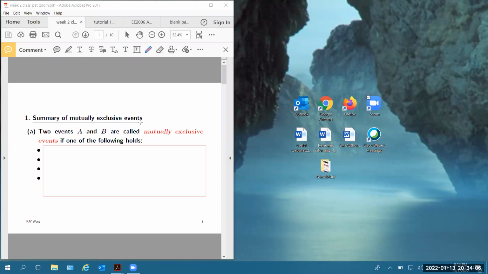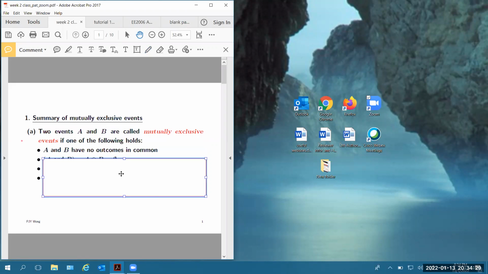Mutually exclusive events, right? When we have two events A and B, we call them mutually exclusive if one of the following happens. So what are the things here? First of all, this is what we have. This is the first definition: A and B are mutually exclusive if A and B have no outcomes in common.